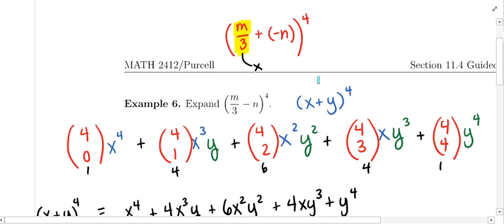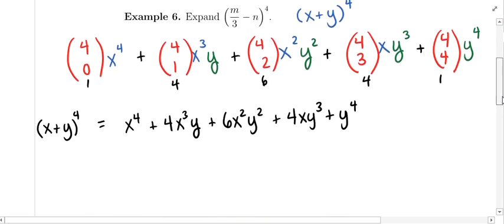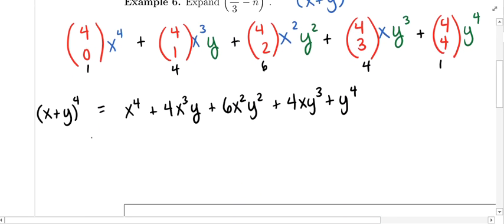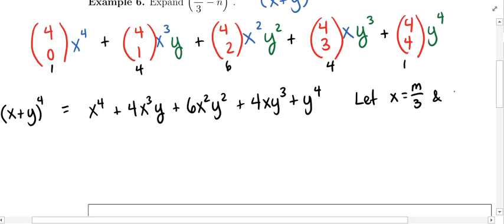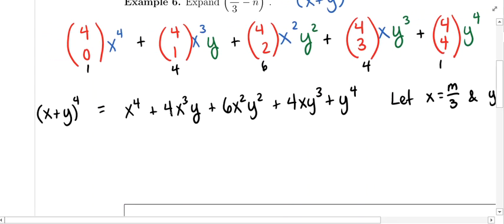So here's our plus sign. The y value is the second term in the binomial. We're adding a negative n, so we're going to replace y with negative n. Like I said, we're going to let x be m divided by 3, and we're going to let y be negative n. And we're going to make these replacements inside this binomial expansion. So here we go.